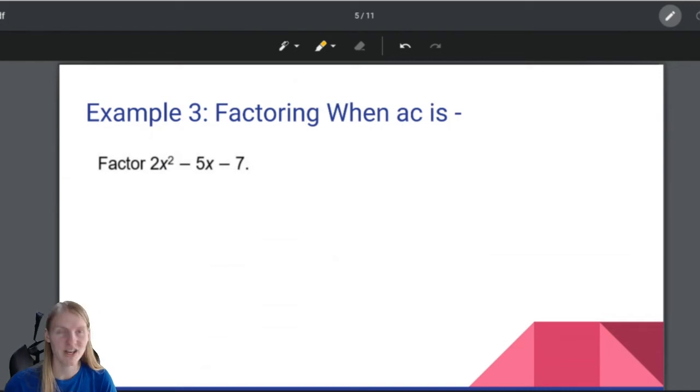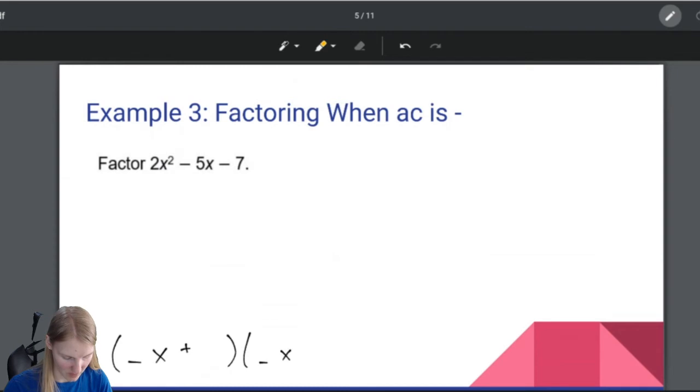When AC is negative, this is where we're gonna have our something x plus something, but we're also gonna have our something x minus something. So the only difference, again, is that one is going to be positive, one is going to be negative, and we need to figure out which one is positive and which one is negative.